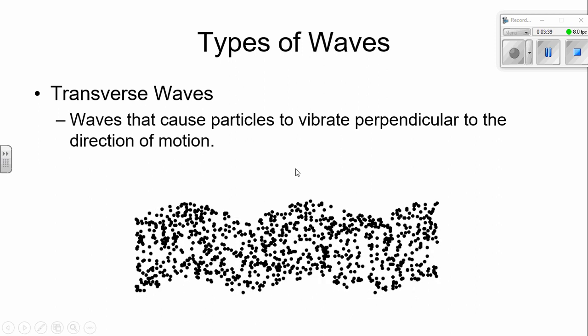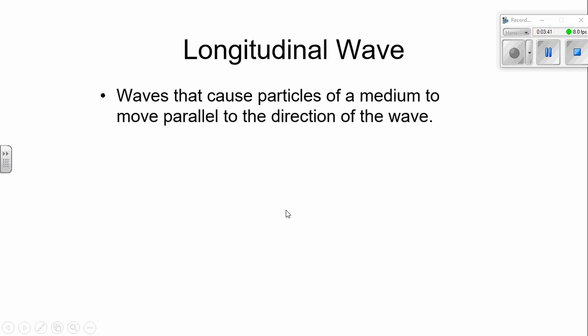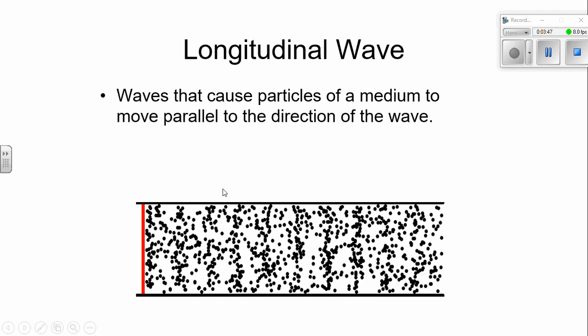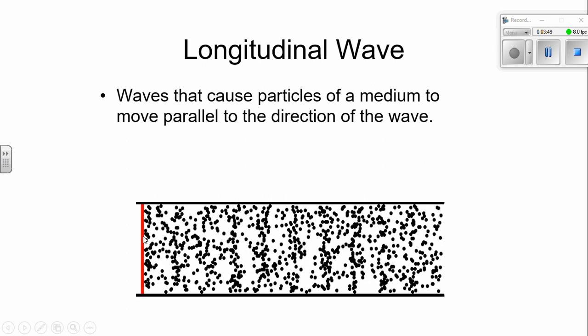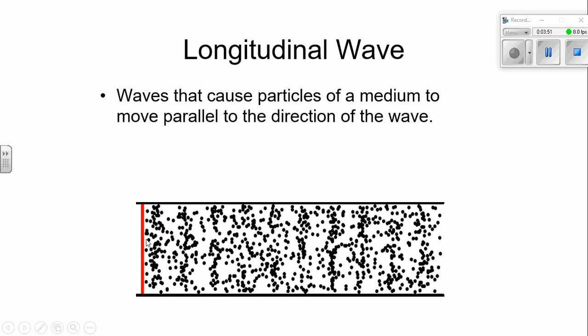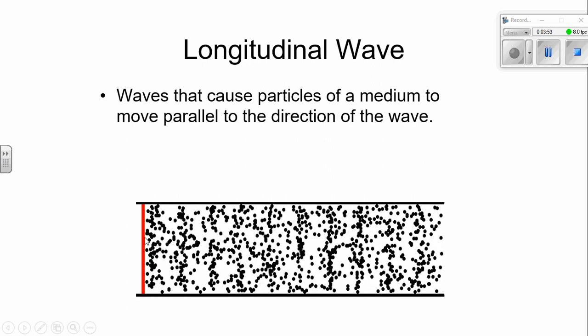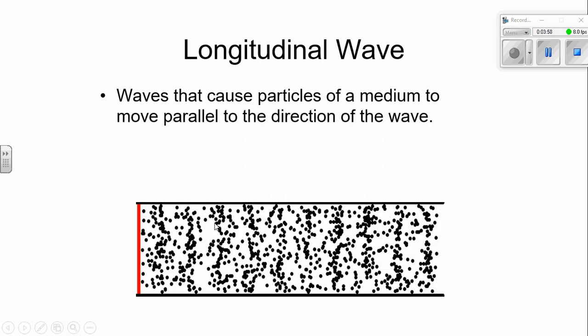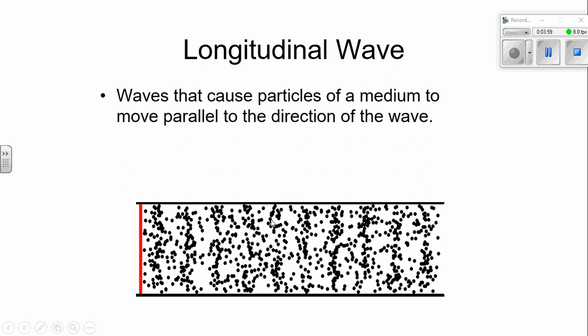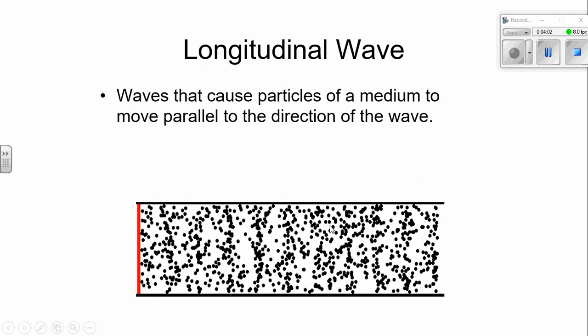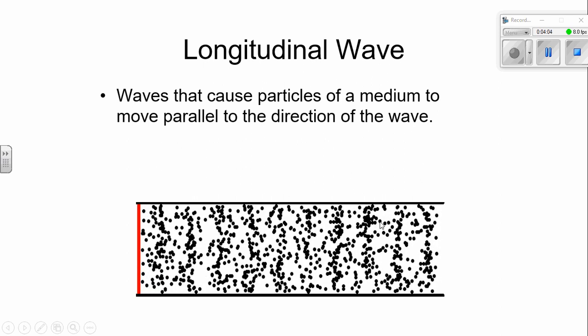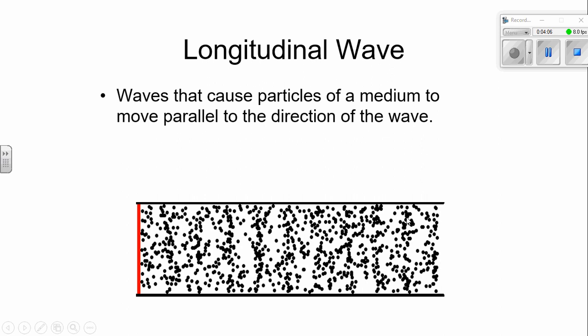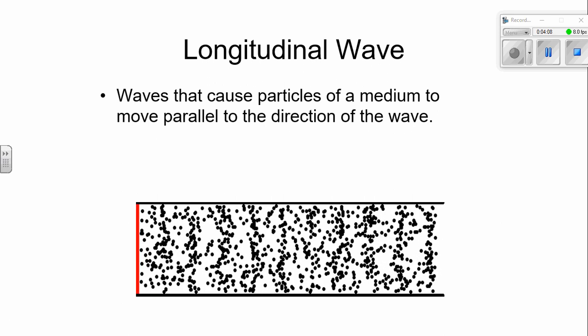Alternatively, there are longitudinal waves. A longitudinal wave is one in which the particles move parallel to, or in the same direction as, the wave itself, and that would be represented here. This would be like sound, where there's some sort of diaphragm moving back and forth, and it causes these particles to move back and forth. These are the compressions, or wave fronts, and in between the two you have what's known as a rarefaction. It is less pressure, or fewer molecules within that space.